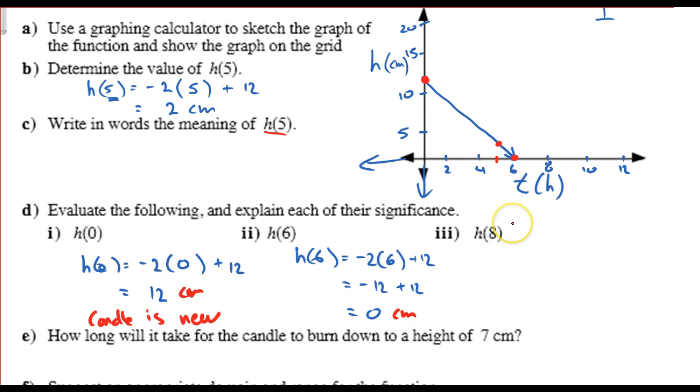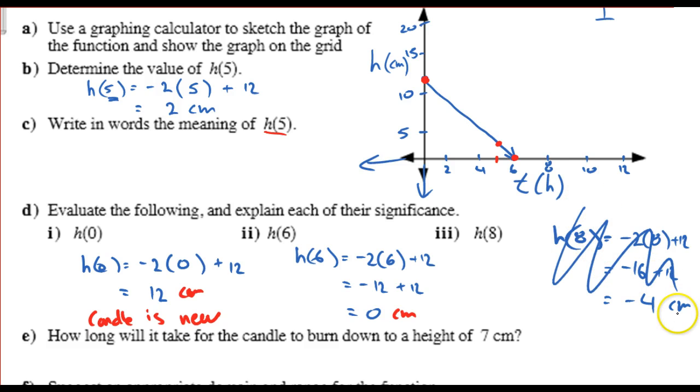After 8 hours, let's see. So h at 8 equals, let me get my smaller pen here. There we go. Negative 2 times 8 plus 12 equals negative 16 plus 12 equals negative 4. Well, that is impossible because the candle can't be negative 4 centimeters. That would be down here somewhere, right about under the 8 here. Let me do it in red. If this thing kept going under here, it would be right there.